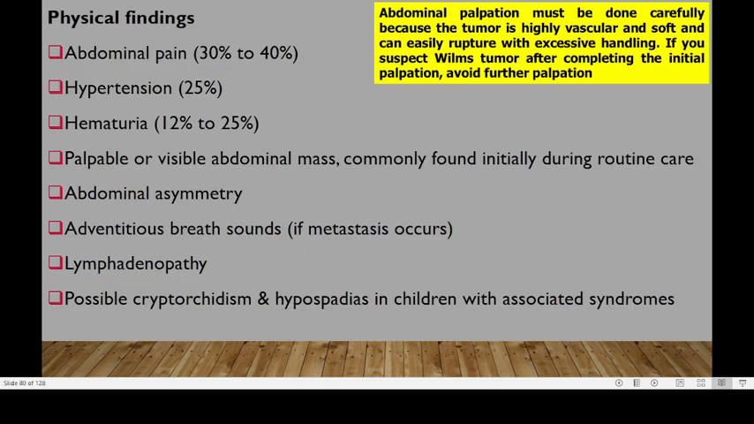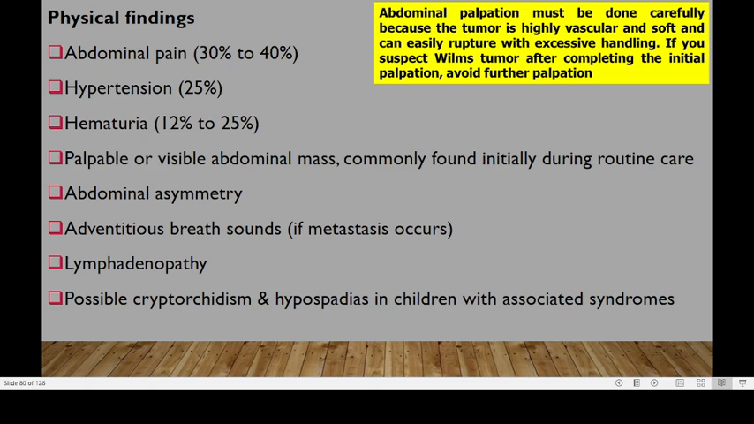Physical findings: you find abdominal pain in between 30 to 40%, and that means it has really advanced. Hypertension in 25%, hematuria in 12 to 25%. We also have palpable or visible abdominal mass commonly found initially during routine care, abdominal asymmetry, adventitious breath sounds if metastasis occurs, lymphadenopathy, and possible cryptorchidism or hypospadias in children with associated syndrome.